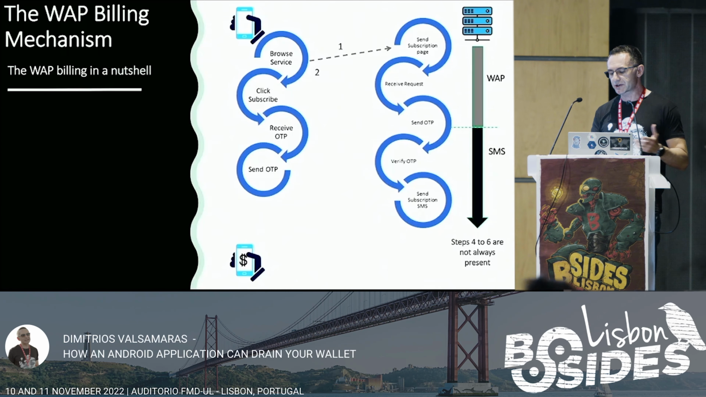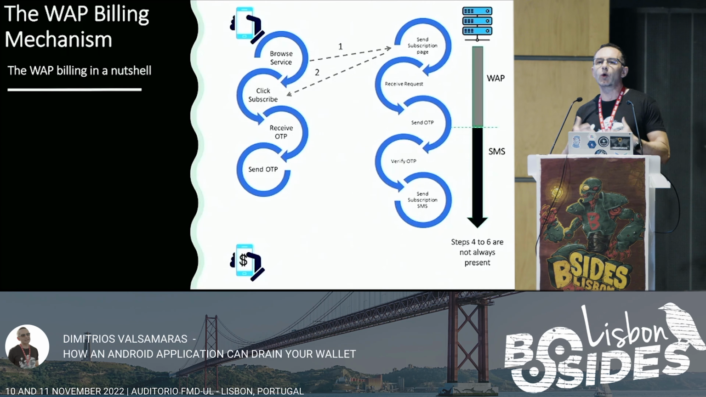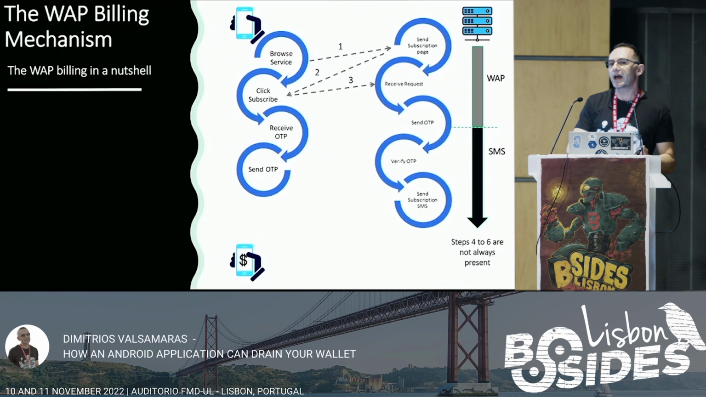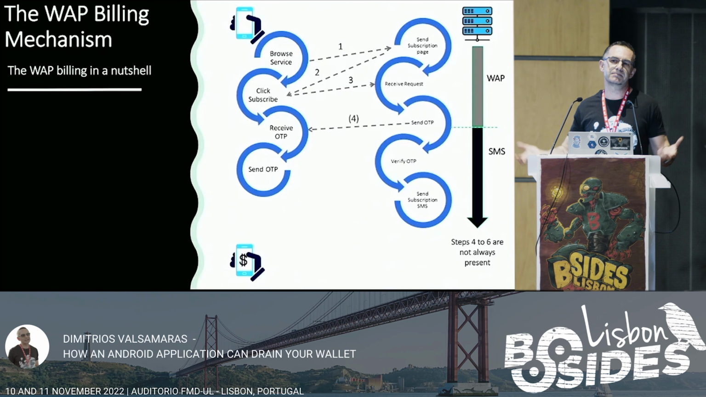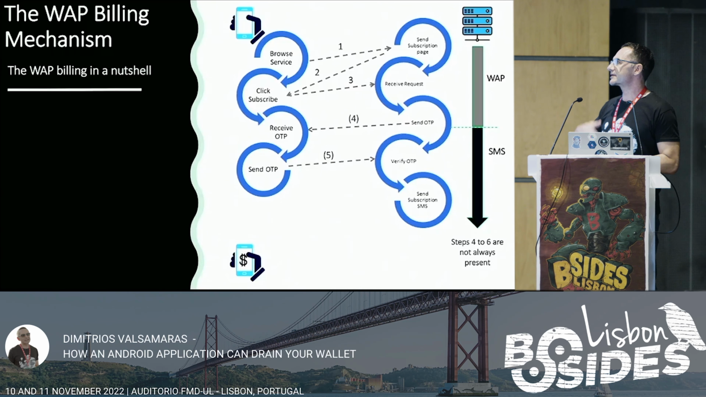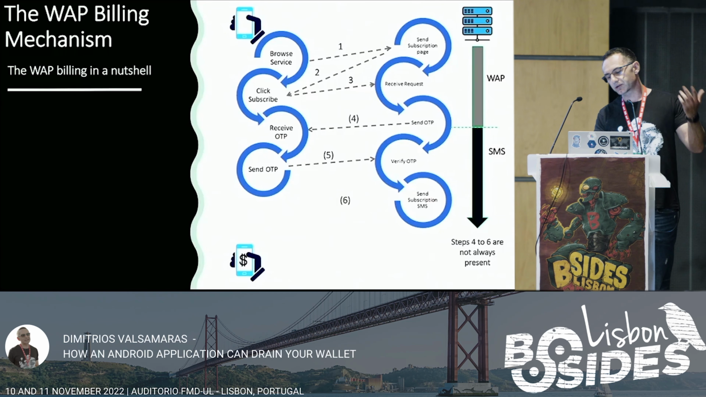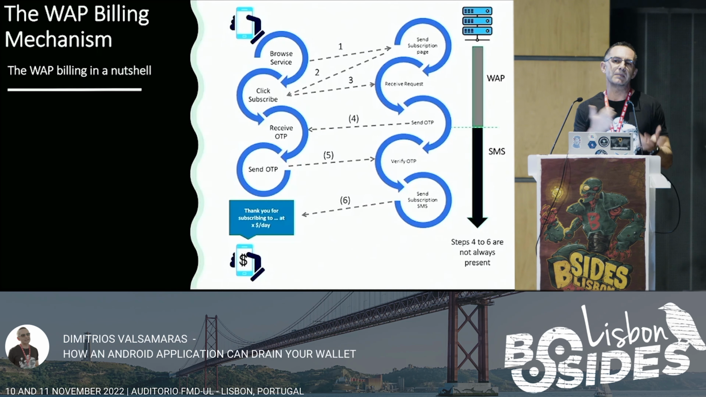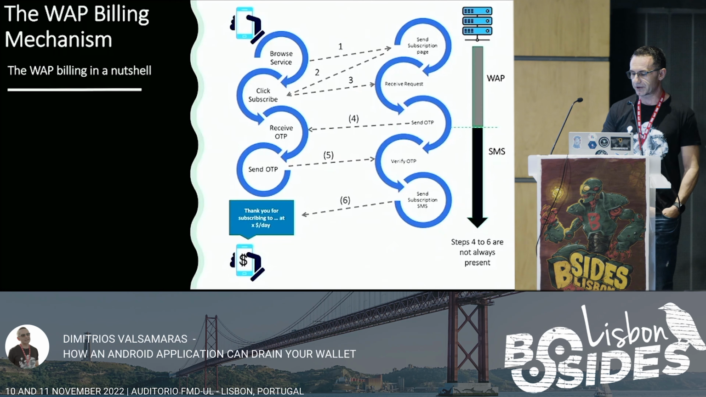By the time the server receives this request, it sends back what we call a landing page. This landing page contains a subscription button on which the user has to click. When the server receives the new request, it sends back what we call a PIN, an OTP. This is usually sent using an SMS. By the time the user receives this SMS, they have to send it back to the server, which verifies it and finally sends back the SMS that I talked about before, which informs the user about the billing rate and all these kinds of things.